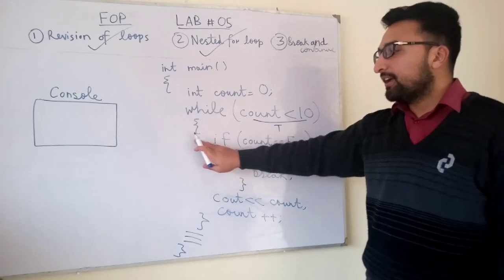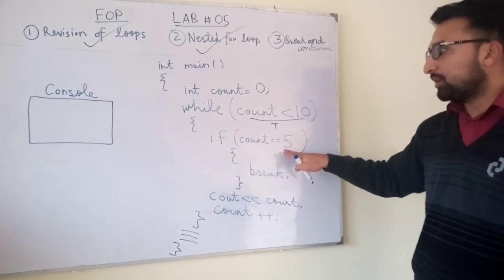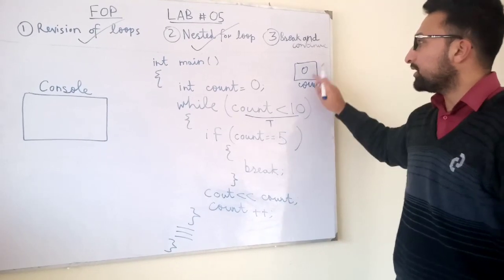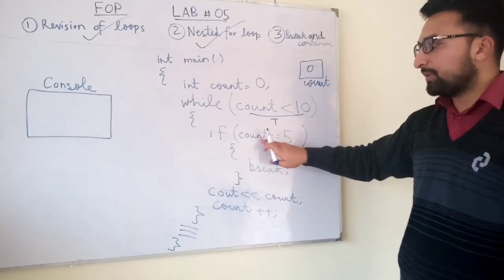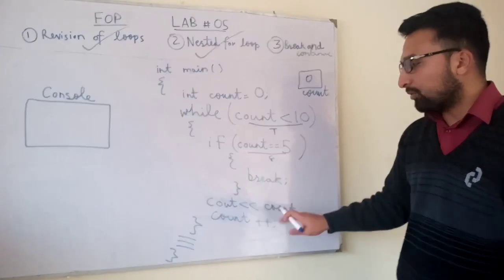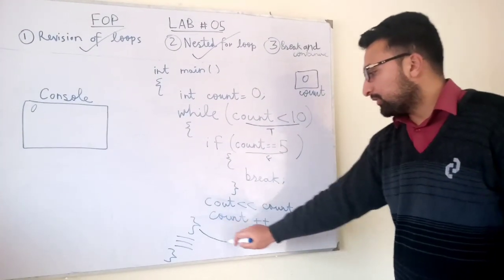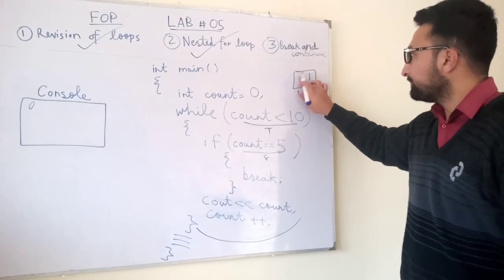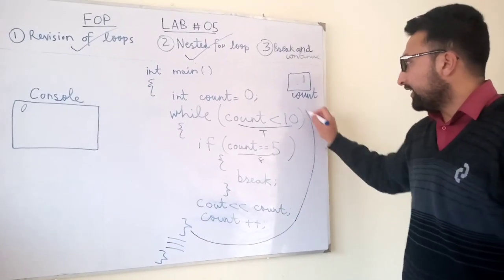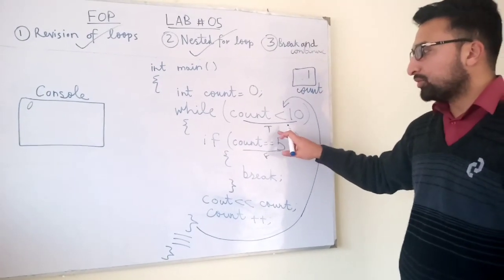It will come inside the opening bracket of the while. It will see an if condition: count is equal to 5. Count's current value is 0. Count is a variable in memory, and its current value is 0. This statement is false, so it will skip these brackets and print count on the screen, which is 0. Next, count will become plus plus. Count will become 1. And then it will encounter the closing bracket of the while loop, and then it will go back to the expression. Count 1 is also less than 10. This is a true statement.